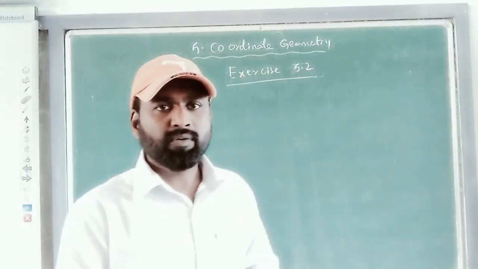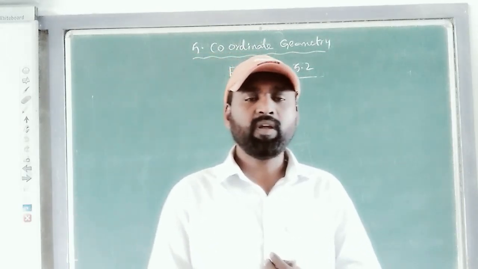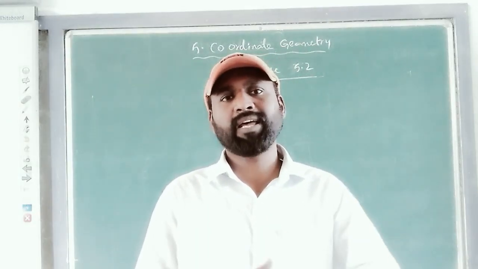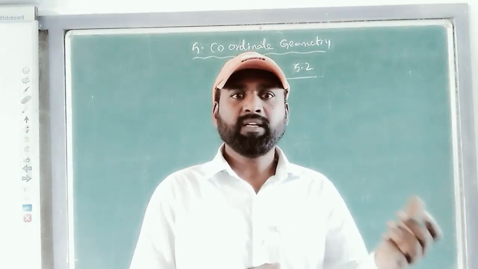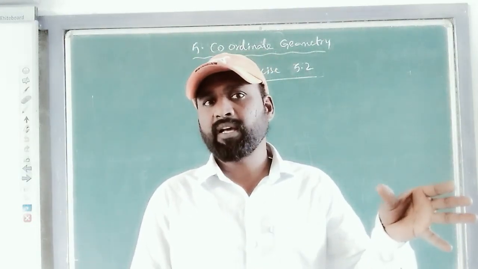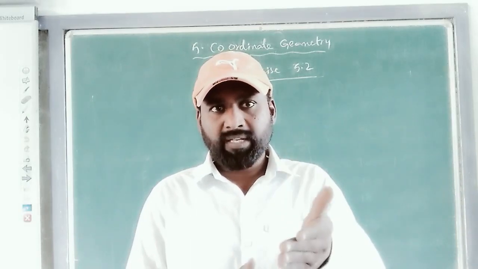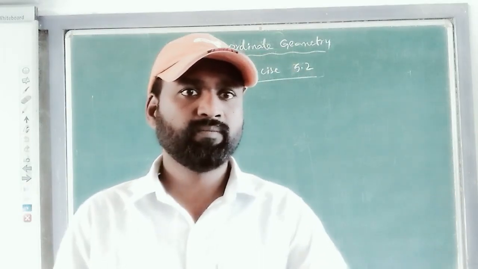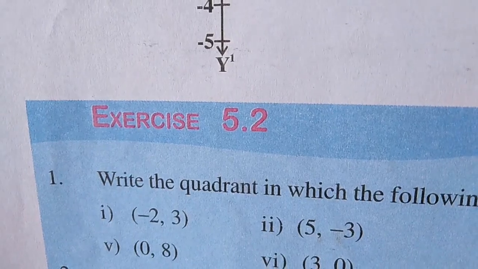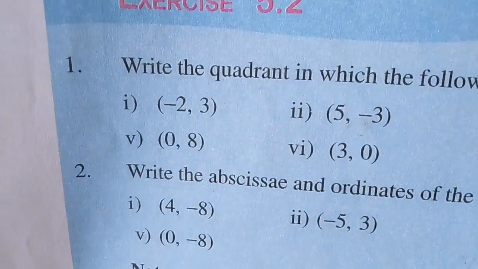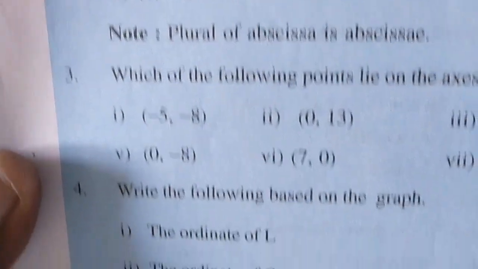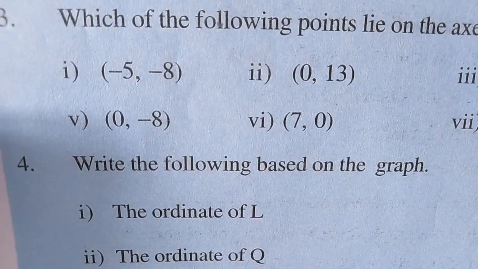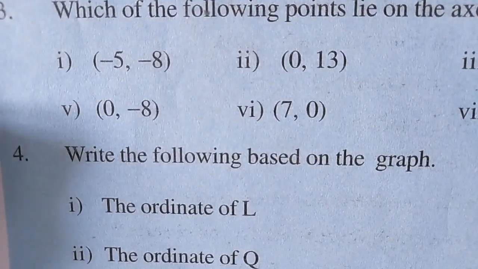Exercise 5.2, question number 4. In this question, the graph is already given on the graph sheet. Some points are located. We have to give information regarding the graph, and by looking at the graph, we have to answer certain questions which are given. Let us see the graph. Questions number 1, 2 and 3 are completed. Now question number 4: write the following based on the graph. So we have to look at the graph given in the book.